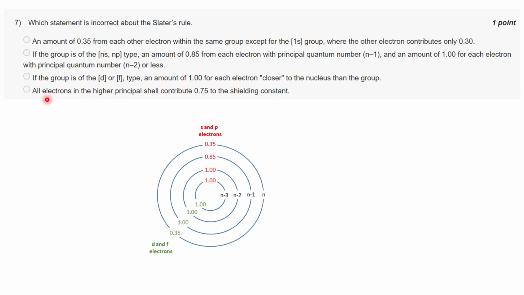Then we have the fourth option, all electrons in the higher principal shell contribute 0.75 to the shielding constant. This is the one which is false here, because there is no 0.75 contribution in any of these cases, right? So option 4 is the wrong option.